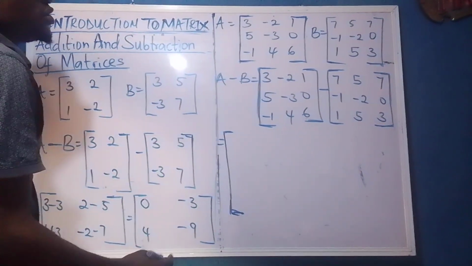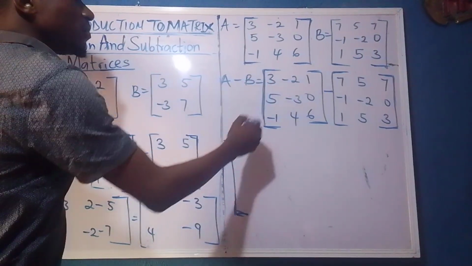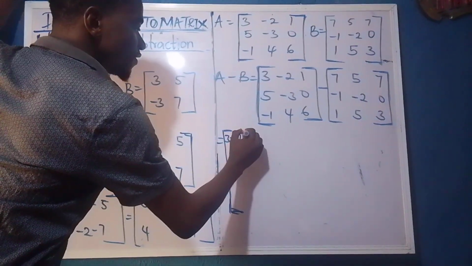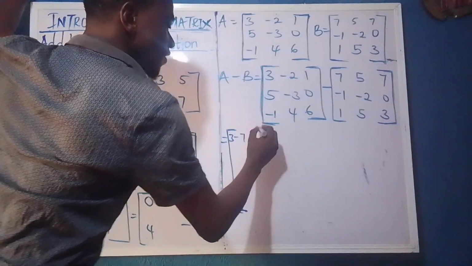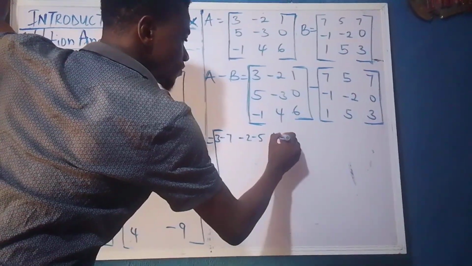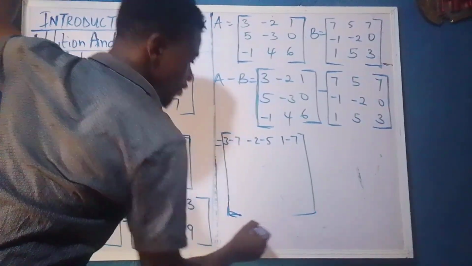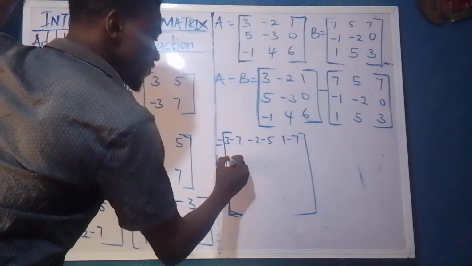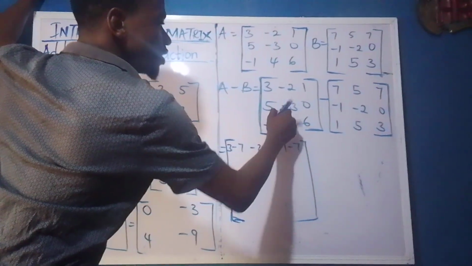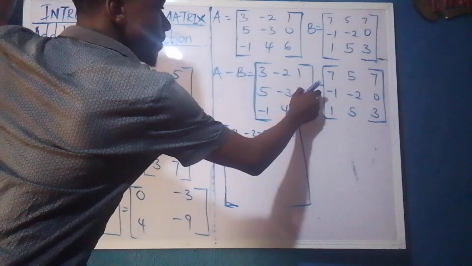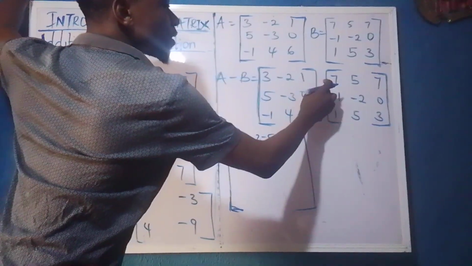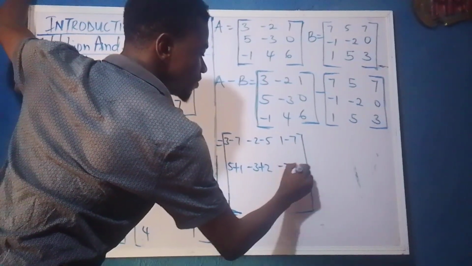Now let's look at this 3 by 3 matrix here. Like I said, the same pattern. 3 minus 7, minus 2 minus 5, 1 minus 7. So then the next one is 5 minus minus, that's plus 1. Then minus 3 minus minus 2, that will be plus 2. Then minus 3 minus 0.